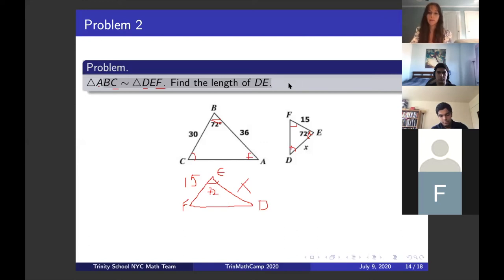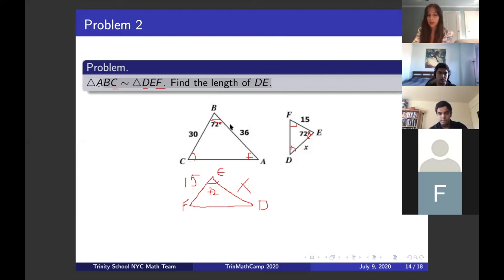Wow, super great. Okay, let's talk. We know that they're in a ratio, and based on the fact that this corresponds with this, we know they're in a 2-to-1 ratio because 30 divided by 15 is 2. So every length on this triangle is double this triangle.